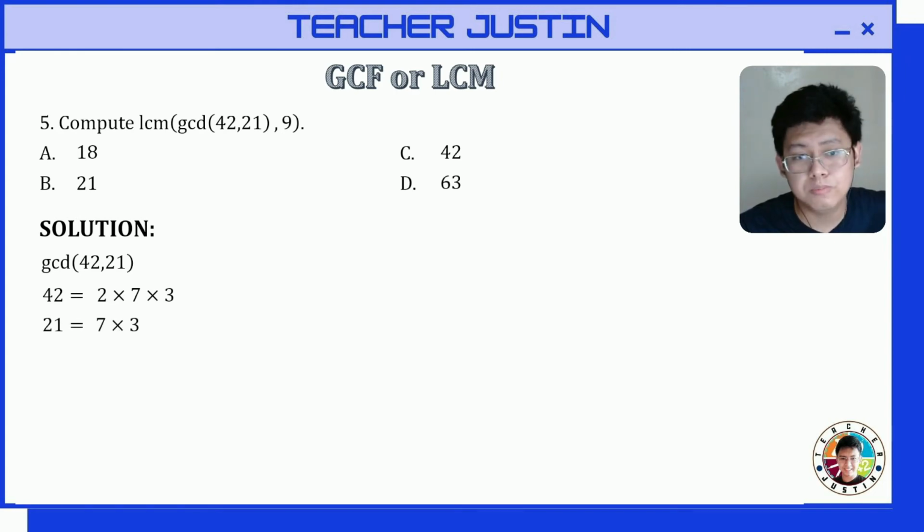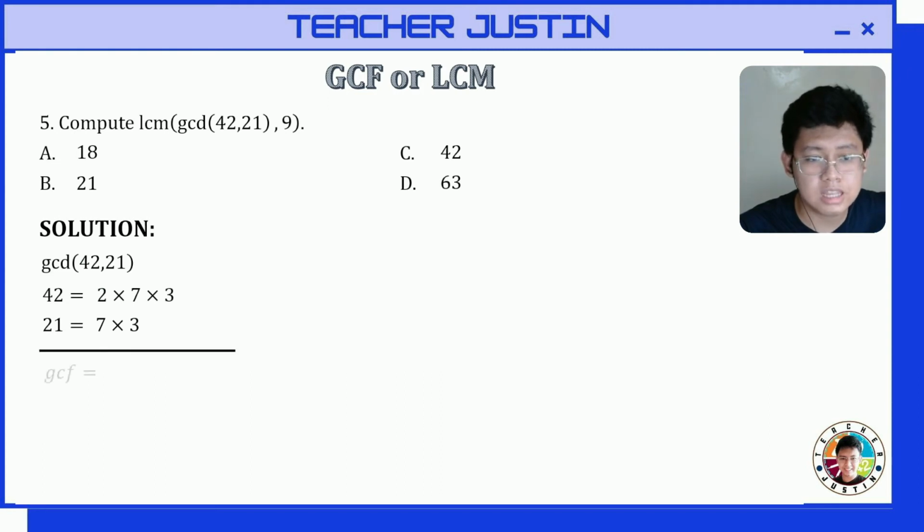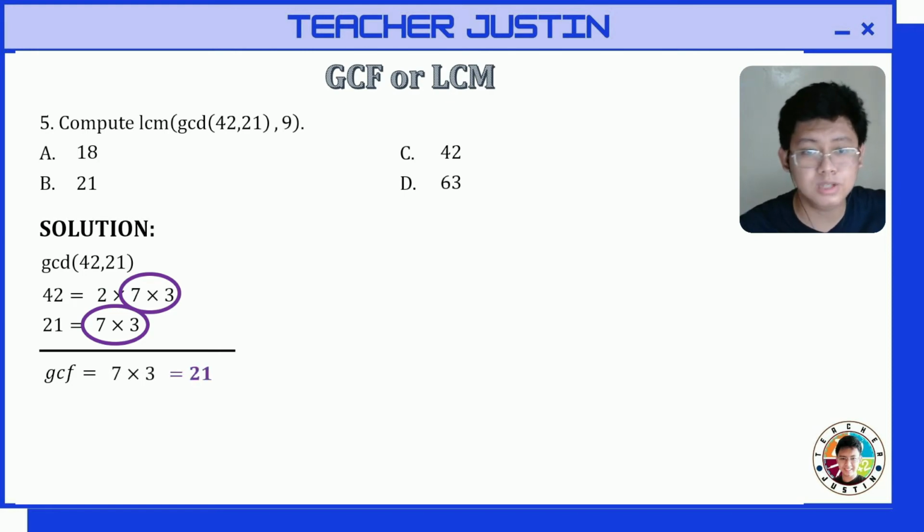Okay. So, pag sinabing GCD, we're getting the greatest common factor. So, kung mapapansin nyo, yung common factor nila, pareho silang may 7 times 3. Okay. So, kukopyahin natin yan. Let's multiply 7 and 3. That will give us 21, which will be the greatest common factor. Na pag nakuha na natin yung greatest common factor ni 42 and ni 21, replace na natin tong GCD of 42 and 21 by 21. And now we're going to get the LCM of 21 and 9.